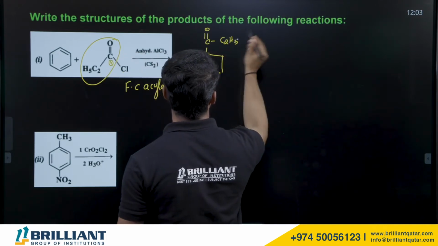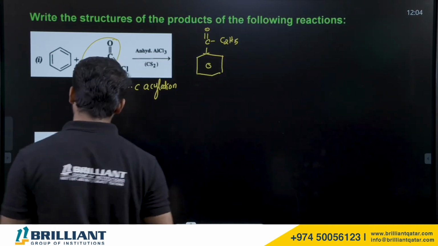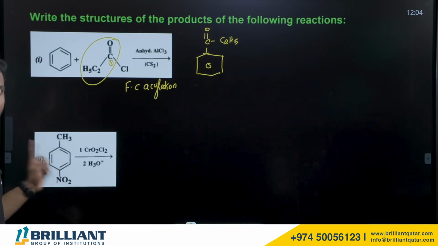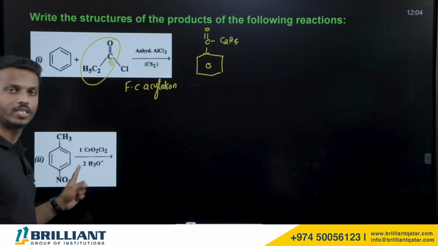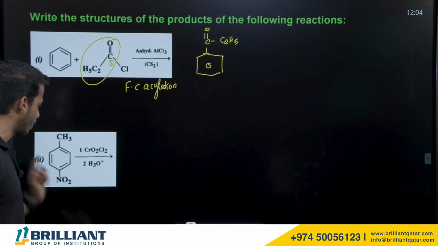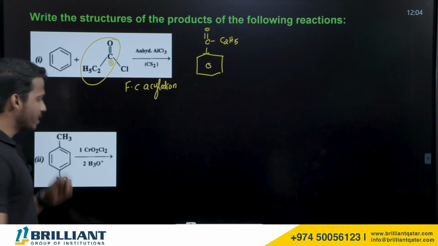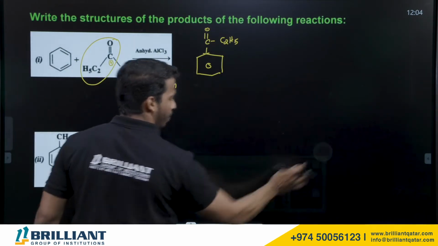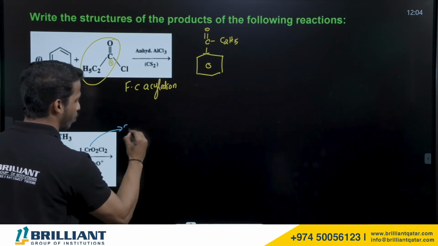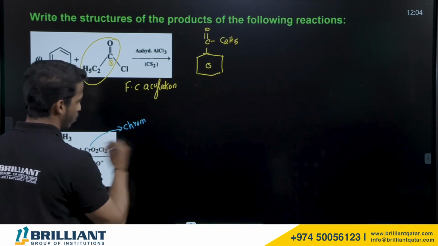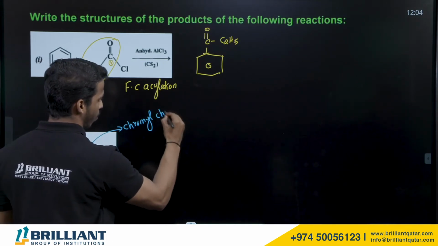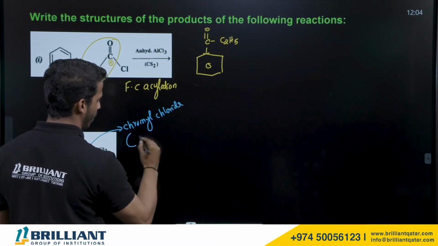Benzene with the COC2H5. Write the structure only. The second reaction is very important. What is this? Benzene with the methyl group and nitro group. Okay, what is CrO2Cl2? A very important question, dear students. CrO2Cl2 is called chromyl chloride. You studied chromyl chloride in one of the naming reactions.